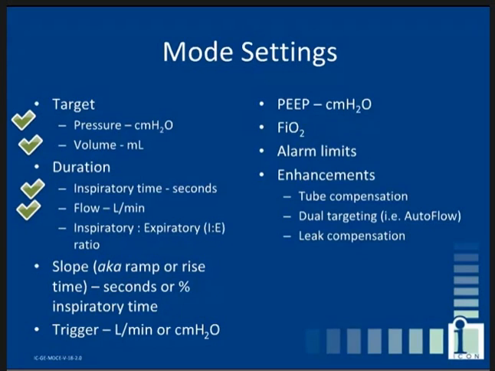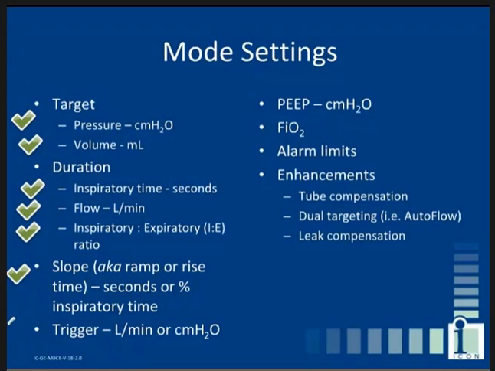In addition, time may be added to volume ventilation as a secondary control setting. Based on the duration settings and respiratory frequency setting, an inspiratory to expiratory, or I to E ratio, will be calculated and displayed. Now a rise time, which may also be known as slope or ramp, may be set in seconds or percentage of inspiratory time. The rise time controls the speed of the gas flow delivery and the time to achieve the peak flow.